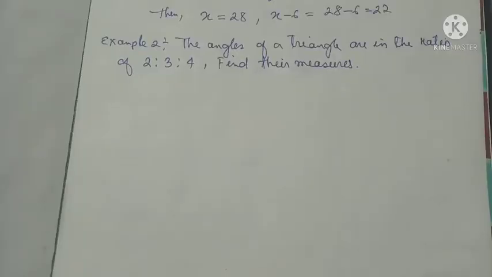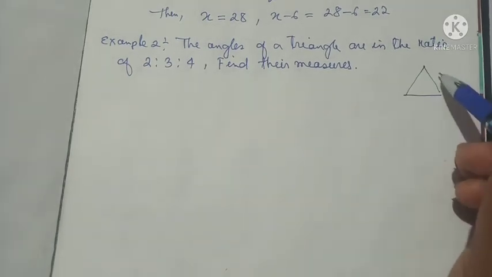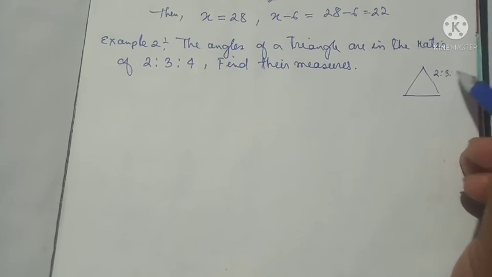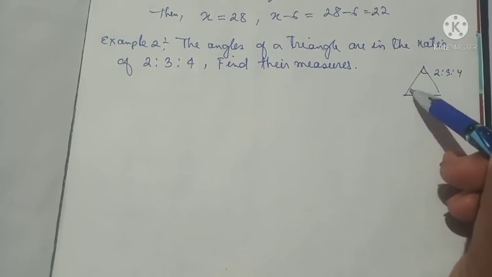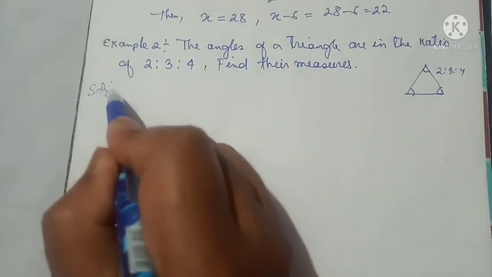The angles of a triangle are in the ratio 2:3:4. Find their measures. One triangle is there. Their ratio is 2:3:4, and we have to find out all the measures of this triangle. So, answer.